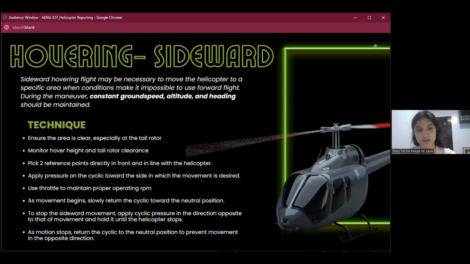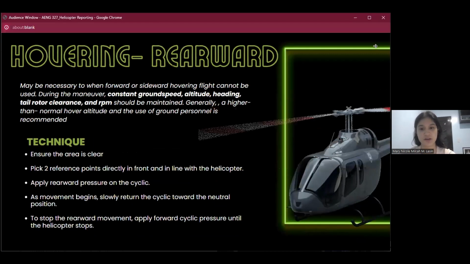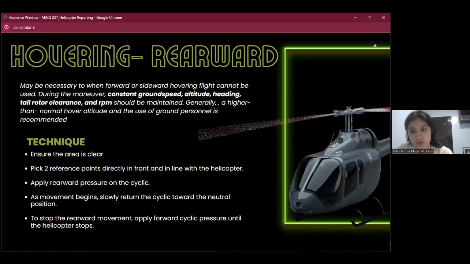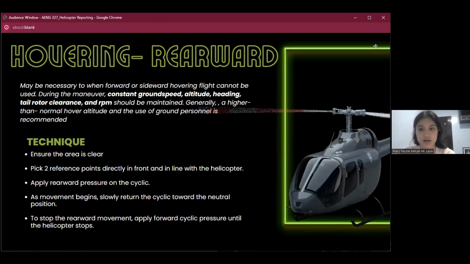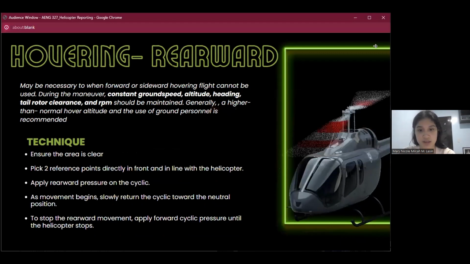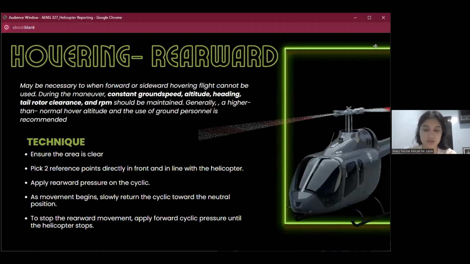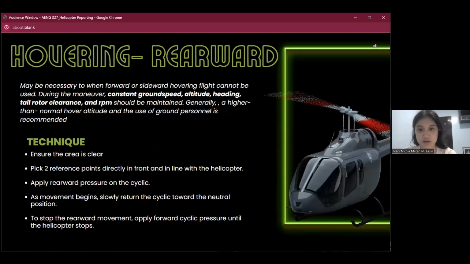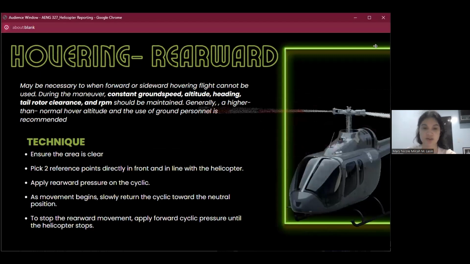Next slide, please. So last is the hovering rearward. This may be necessary when forward and sideward hovering flight cannot be used. During the maneuver, constant ground speed, altitude, heading, tail rotor clearance, and RPM should be maintained. Generally, a higher than normal hover altitude and the use of ground personnel is recommended.